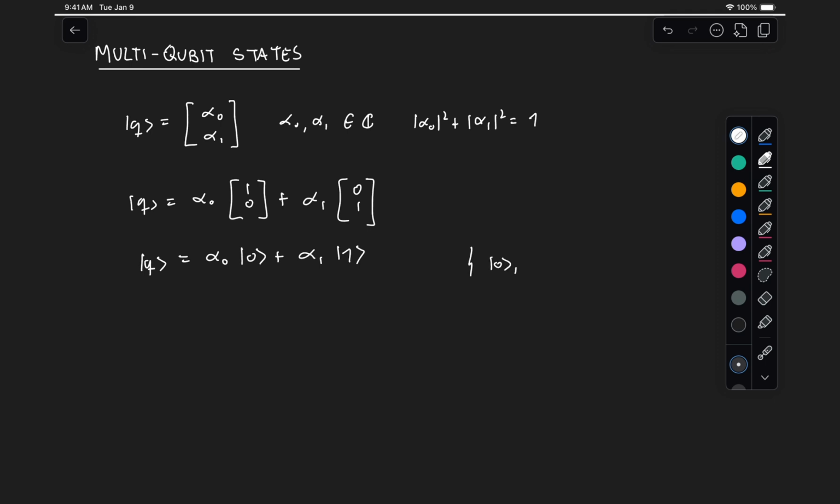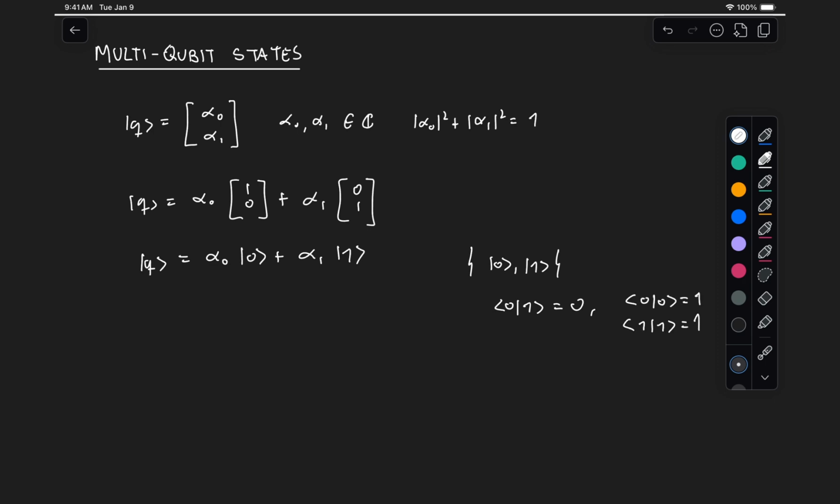We said that these two states represent what is known as a basis. Specifically, we call this the computational or the bit basis, which is composed of these two states that we say are orthonormal. By orthonormal, we mean that they're orthogonal to each other, because when we take the inner product between the two of them, we get 0. And they're normalized because the inner product of each of them with itself is equal to 1.